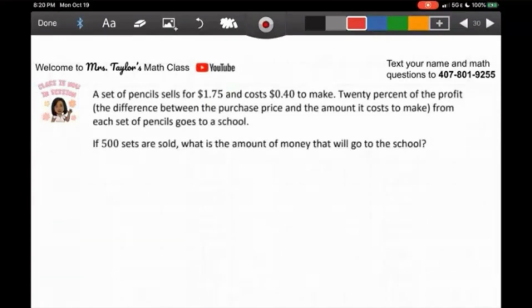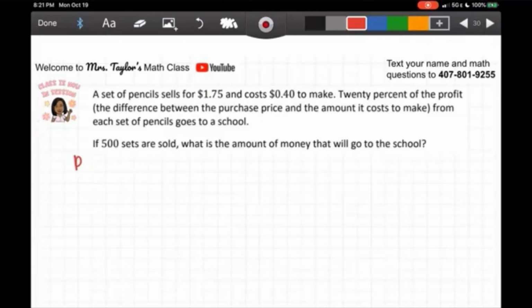Okay, so let's keep going. Let's do this problem here. It says a set of pencils sells for $1.75 and costs 40 cents to make. 20% of the profit, which is the difference between the purchase price and the amount it costs to make from each set of pencils, goes to the school. If 500 sets are sold, what is the amount of money that will go to the school?